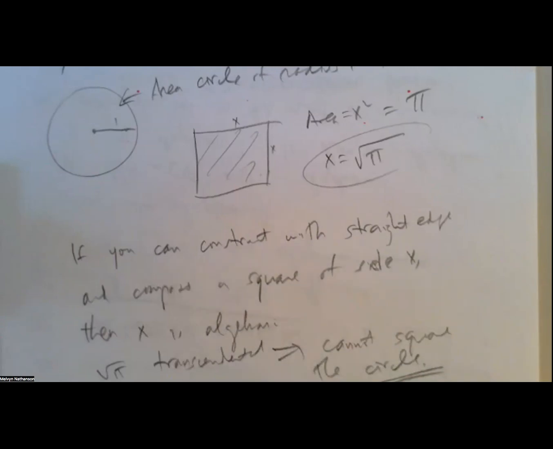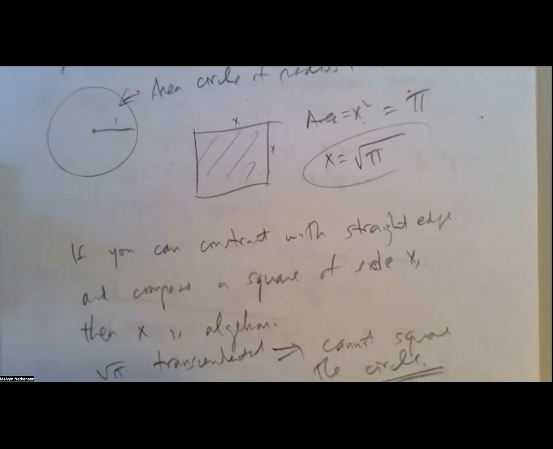And this is something discovered. It was a huge accomplishment near the end of the middle to late 19th century, that transcendental numbers existed, and that pi and the square root of pi were transcendental, so you cannot square the circle.